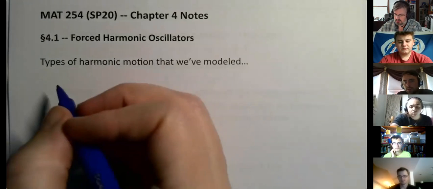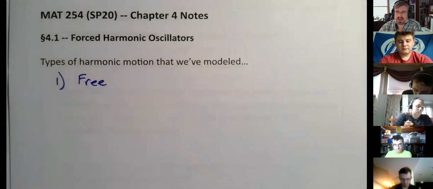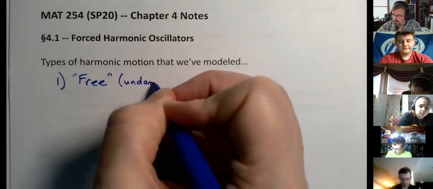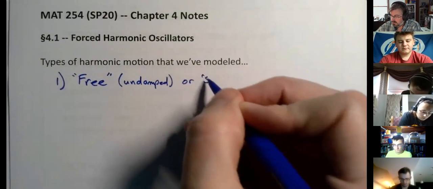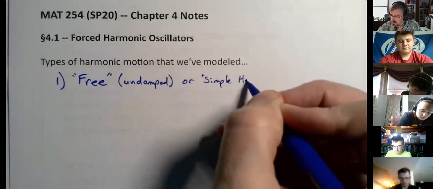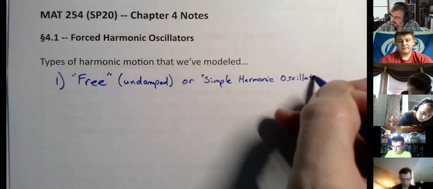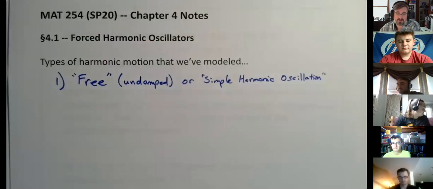So up to this point, we've really seen two types of harmonic motion. The first type was the one that we ran into first way back in chapter 2, which was free harmonic motion. That's really just a fancy way of saying undamped. And this has another name, simple harmonic motion or oscillation. Oscillation is the word that you use when you want to sound smart, right? Simple harmonic motion, that works. If you use the word oscillation, then you sound even extra smart.